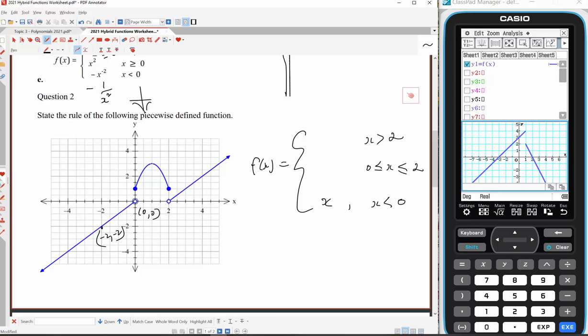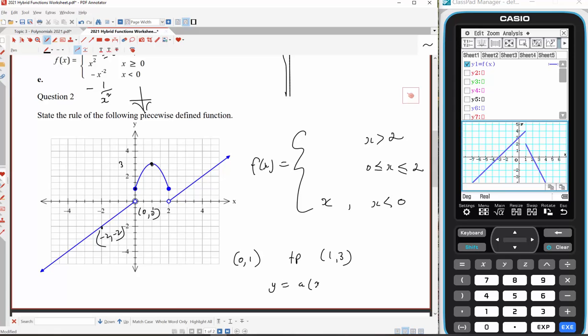Alright, what about the parabola? Well, what we can see is that it's got a turning point at (1, 3). Okay, so TP is (1, 3). And another point on this is going to be, so this is 2, this is 1, so (0, 1) is another point. It's also the y-intercept.